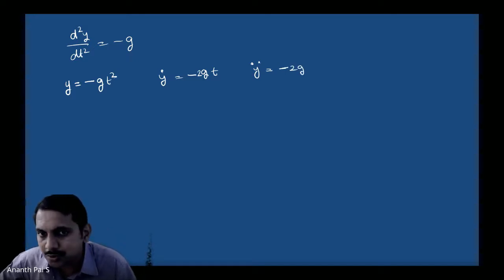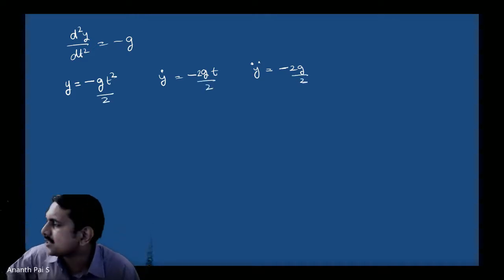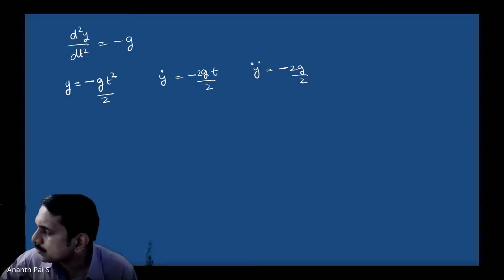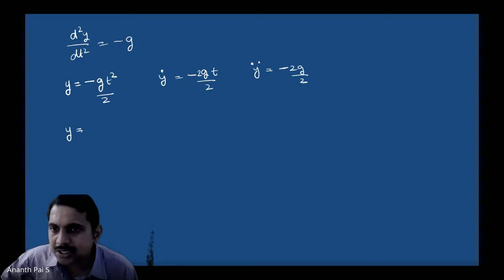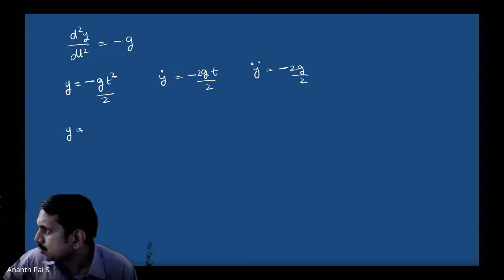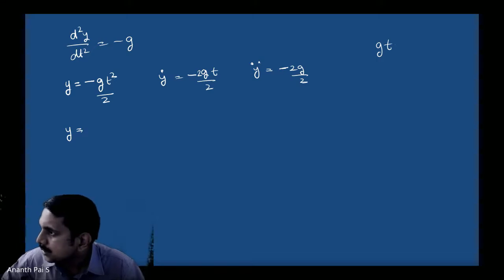I should use this as gt square by 2. So let me use this. So one solution is y is equal to minus gt square by 2. Other solution I will use is y is equal to... What is the other solution I can use to make it so? Can I use t? No, I cannot use t. Why can't I use t? If I use t, g is equal to gt. If I use it, then what will happen?